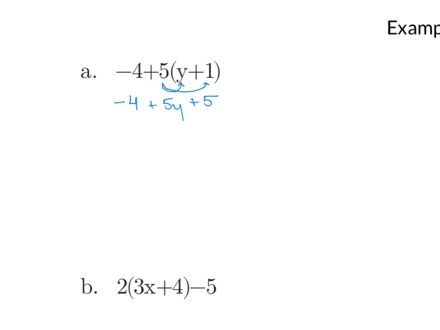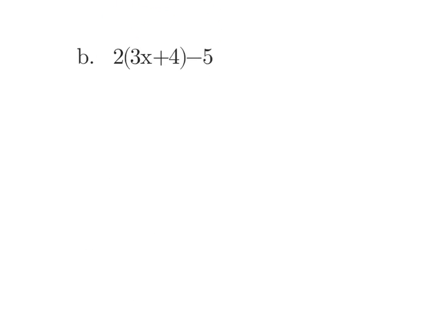I can now go ahead and combine my like terms. My negative 4 can combine with my 5, giving me 1. We have different signs, so we're going to subtract and keep the sign of the larger number. And then we have our 5y has nothing to combine with, so I'm going to go ahead and just bring it down. So our final answer is 1 plus 5y. Let's try a couple more.